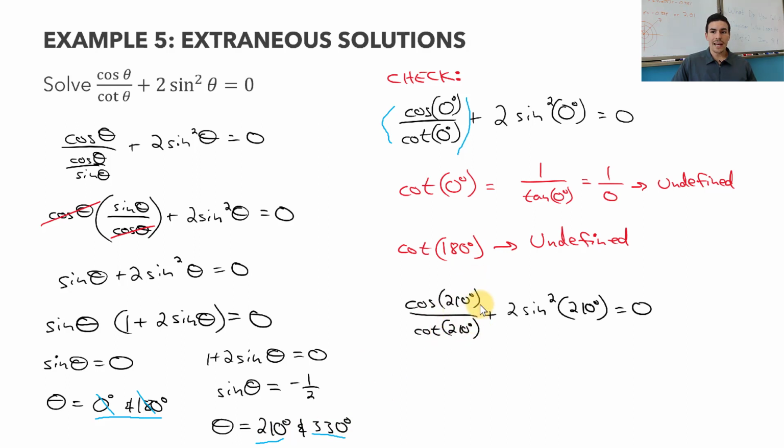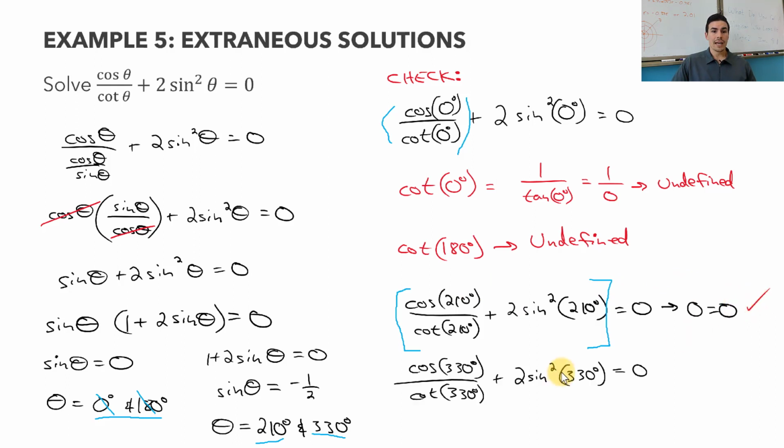And when I plug that in, I get a statement that says 0 equals 0. So if I were to plug this whole left-hand side into my calculator, if your calculator is in degree mode, you will get 0. So you get a statement that says 0 equals 0. And again, if I were to plug in the whole left-hand side of this equation after having plugged in 330 degrees, you will get 0. So you get this statement that says 0 equals 0.